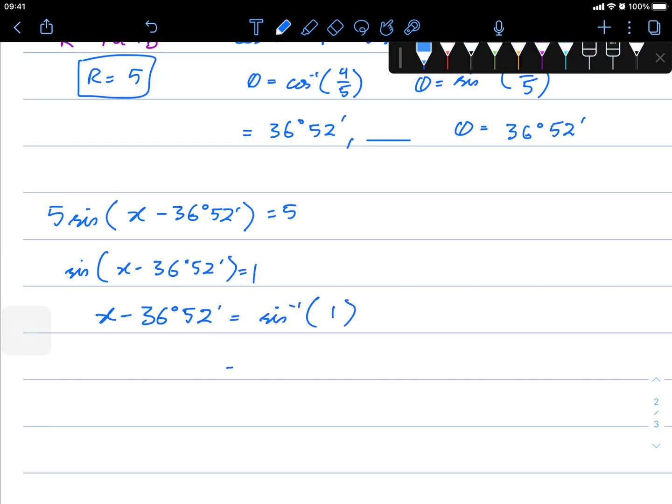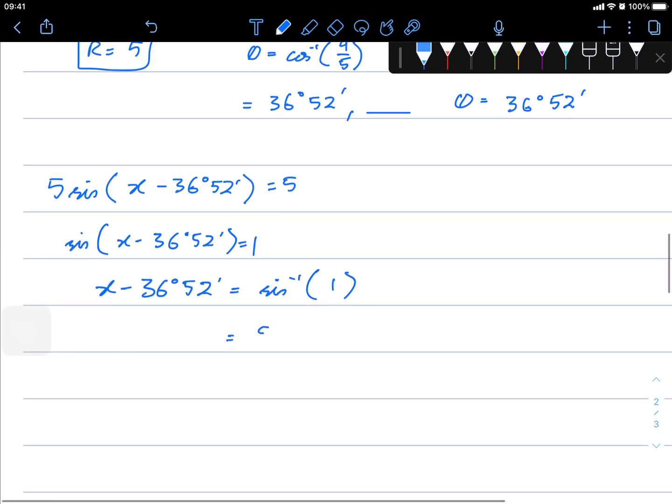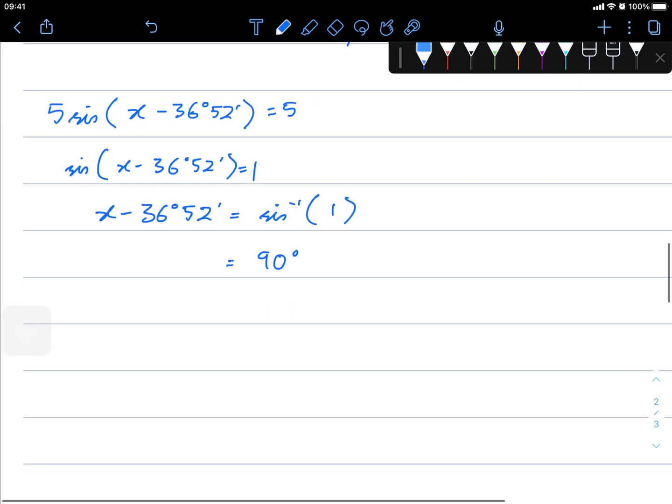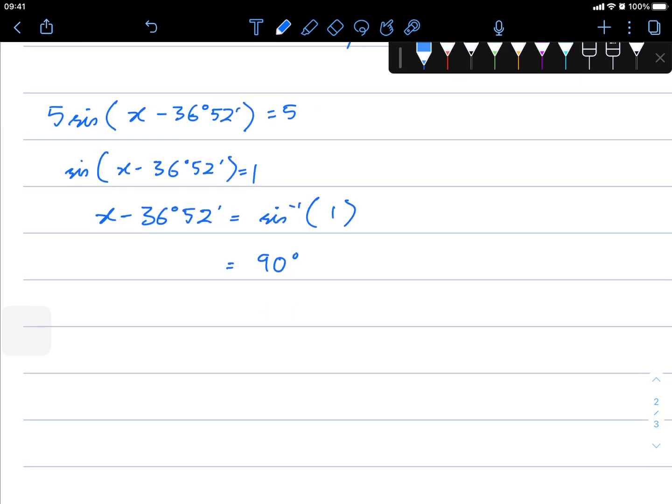I believe that's going to be 90. Just 90. Inverse sine of 1. Yes, it is 90 degrees. And that is, trying to go from memory, the only one that I can think of. And so to answer for x, we add 36 degrees, 52 minutes to both sides, which gives us the answer of x is equal to 126 degrees and 52 minutes.